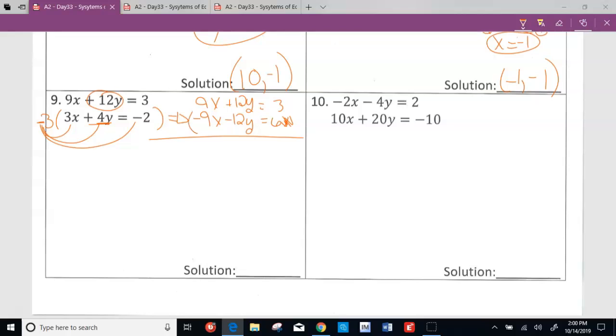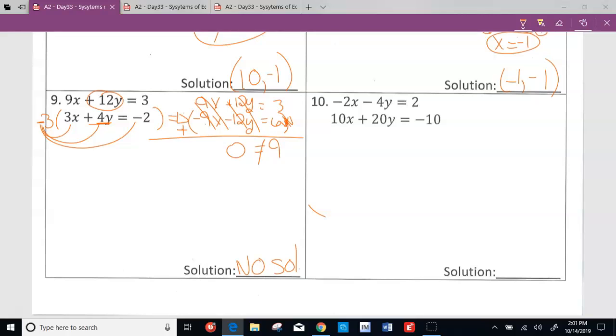Now I can add my equations. I'll add the top equation to the bottom equation. 9 plus negative 9 is 0 x's. 12 plus negative 12 is 0 y's. So I have 0 over here equals 3 plus 6, which is 9. So true or false? Is the number 0 equal to 9? False. Therefore, there is no solution. So I can't do anything there.